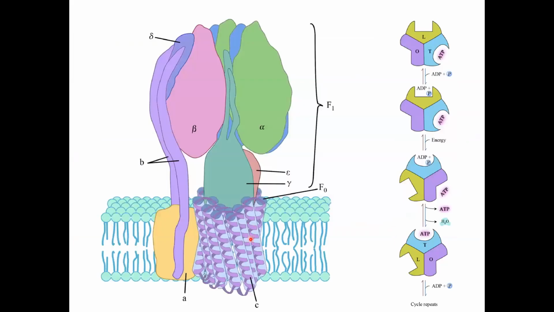So this is our ATP synthase. Now this is a different orientation. So here, this is our matrix.